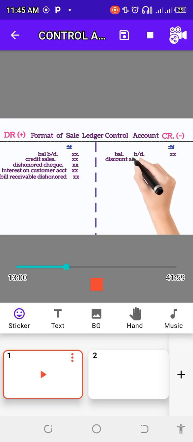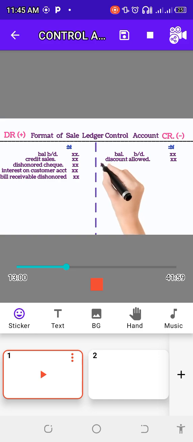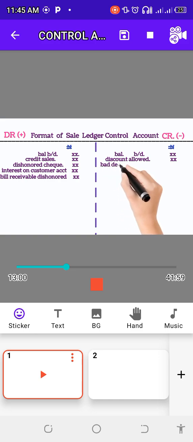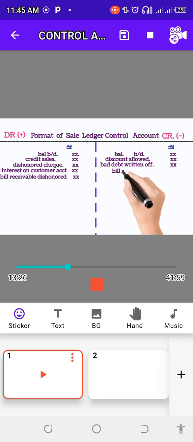Then the next thing that will reduce it is discount allowed. When the credit customers are allowed discount, that will reduce the total amount they will pay. Then bad debt written off will also be on the reducing side, because it reduces the total amount of debtors or receivables. If you do not call it debtors, you call it receivables, or debtors.